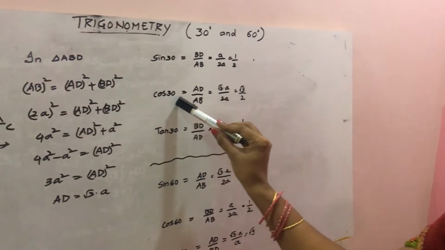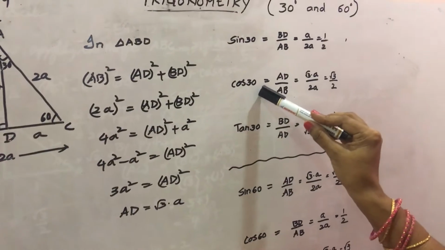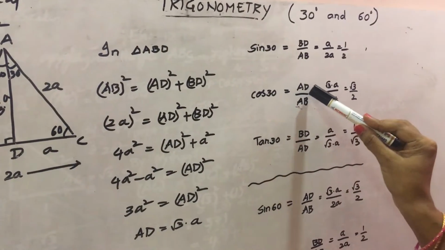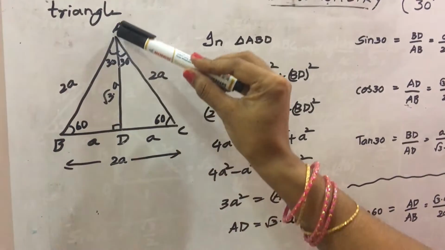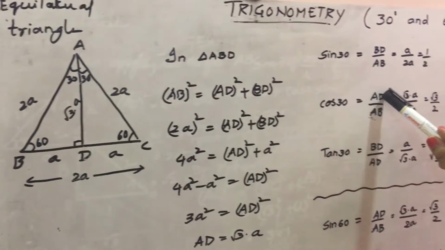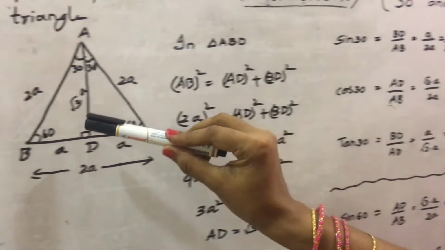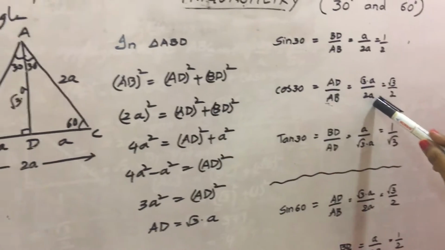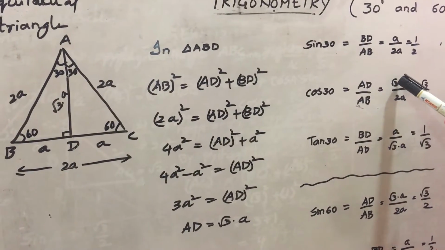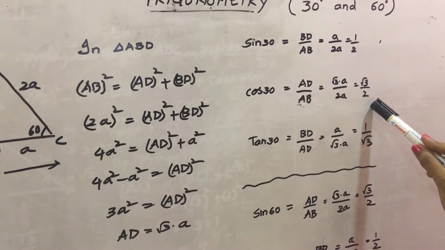Let us take cos 30, which by the definition is AD by AB. What is the definition? Adjacent side to 30 degrees by hypotenuse. Here, the adjacent side to 30 degrees is AD, and AB is the hypotenuse. The length of AD we already found out is root 3 into A, by AB which is 2A. A and A get cancelled, and the value is root 3 by 2. Cos 30 is equal to root 3 by 2.